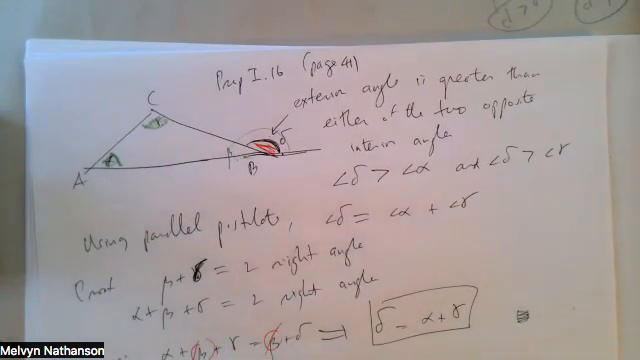But we proved this using that the sum of the angles of a triangle is two right angles, and we proved that using the parallel postulate.